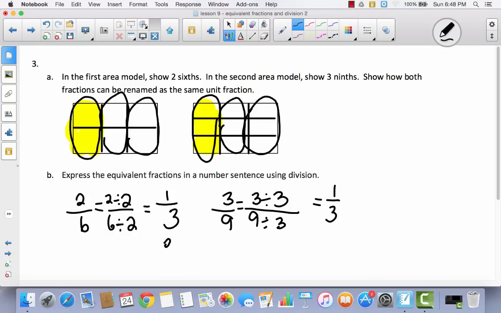I've got 2/6 is equal to 1/3, and I've got 3/9 is equal to 1/3. So 2/6 is equal to 1/3, which is also equal to 3/9. All 3 of these fractions are equivalent.